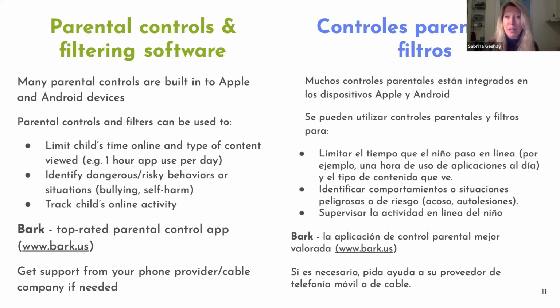And the type and content viewed. Those apps can also identify dangerous or risky behaviors or situations like bullying or self-harm behaviors, and can track your child's online activity, which is super important for you to be aware of. Bark, you see on the screen, Bark is a top-rated parental control app.